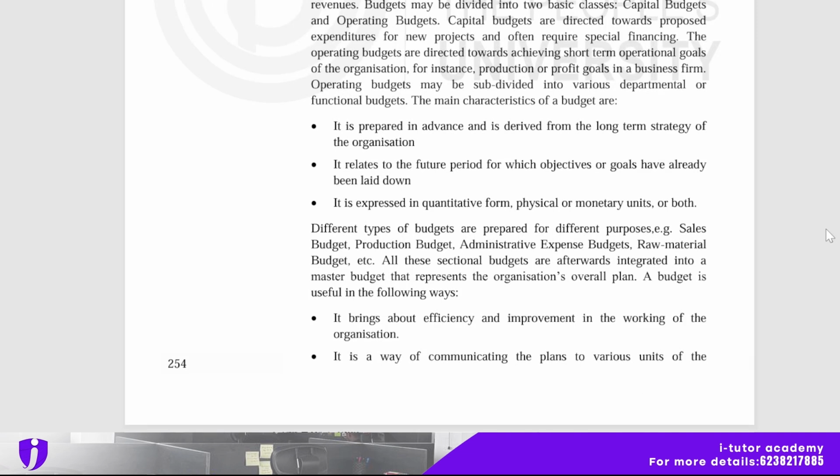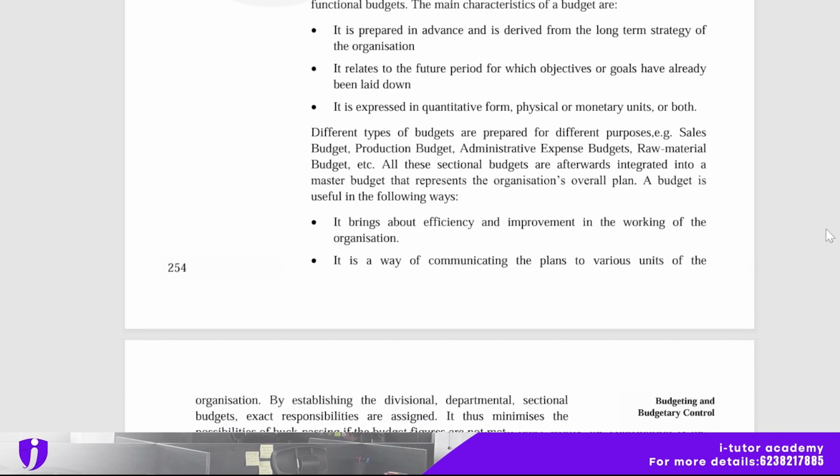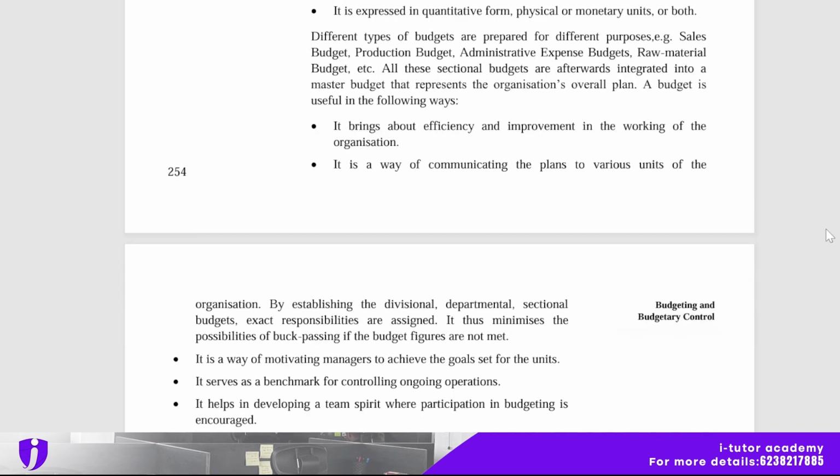The main characteristics of a budget are: it is prepared in advance and is derived from the long-term strategy of the organization. It relates to the future period for which objectives or goals have already been laid down. It is expressed in quantitative form, physical or monetary units, or both. Different types of budgets are prepared for different purposes, for example: sales budget, production budget, administrative expense budget, raw material budget, etc. All these sectional budgets are afterwards integrated into a master budget that represents the organization's overall plan.